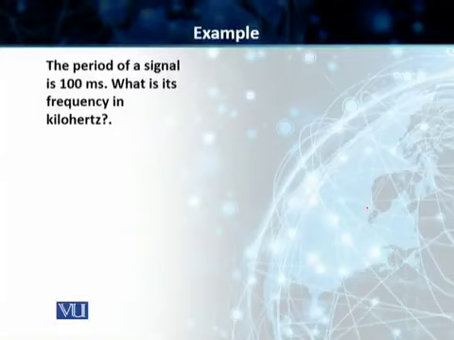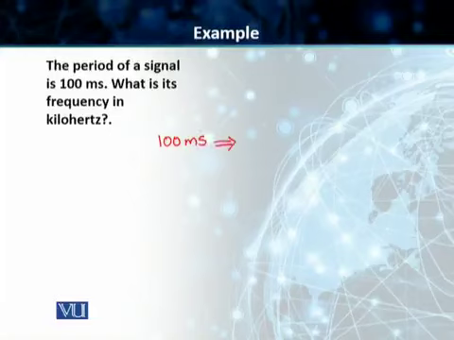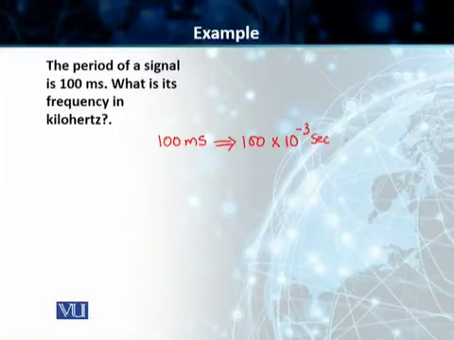Another simple example, students, we have got a period of a signal which is given to us as 100 milliseconds, and we need to find out the frequency in kilohertz. So students, the first step is to convert 100 milliseconds, using the units that we have already discussed, to seconds. So we have got 100 milliseconds. Now we know that this is equivalent to 100 multiplied by 10 raised to the power minus 3 seconds, and this is essentially equal to 10 raised to the power minus 1 seconds.